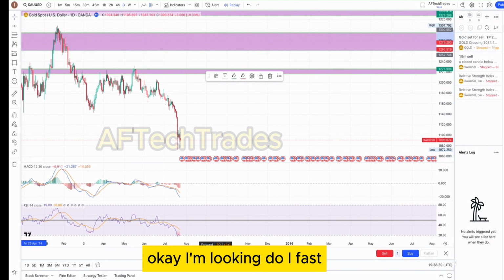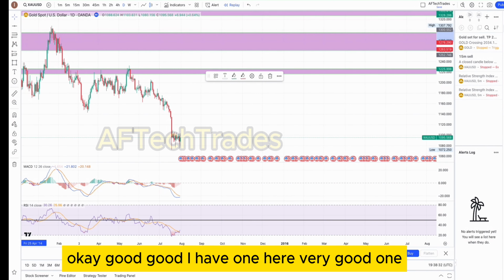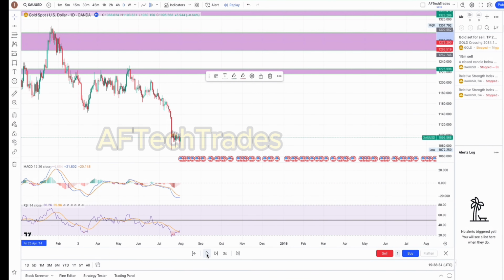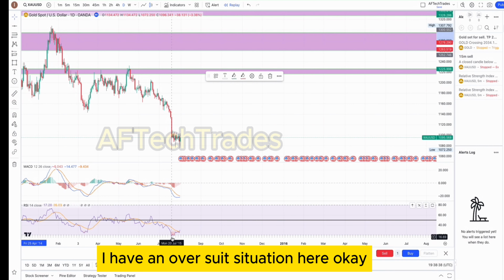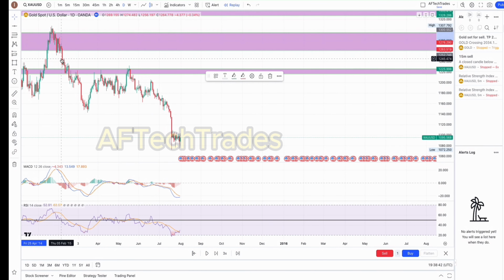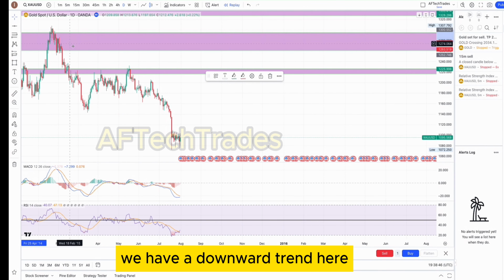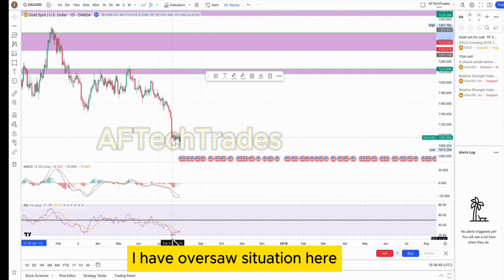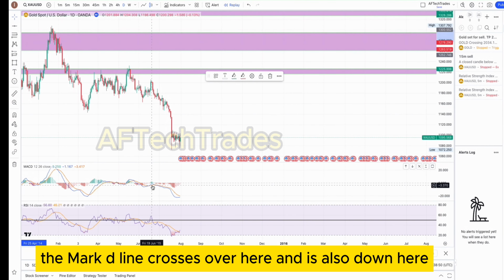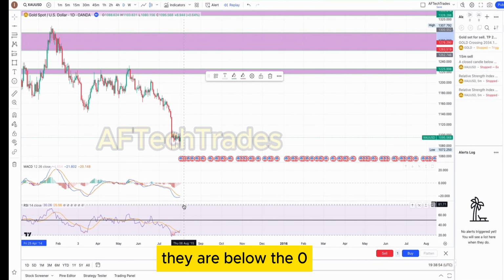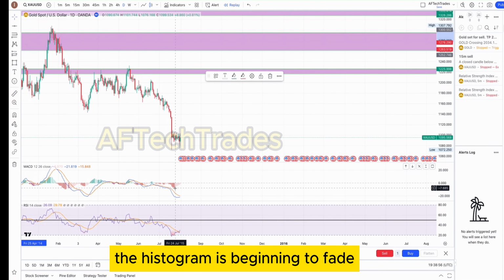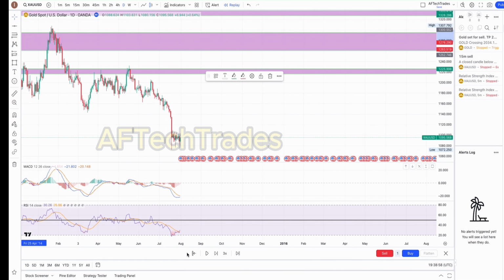Okay, I'm looking. Do I fast? Okay, good. I have one here. Very good one. I paused it here. I have an oversold situation here. Now, this is in a downward trend. We have a downward trend here. I have an oversold situation here. The MACD line crosses over here and is also down here. They are below the 0. The histogram is beginning to fade.